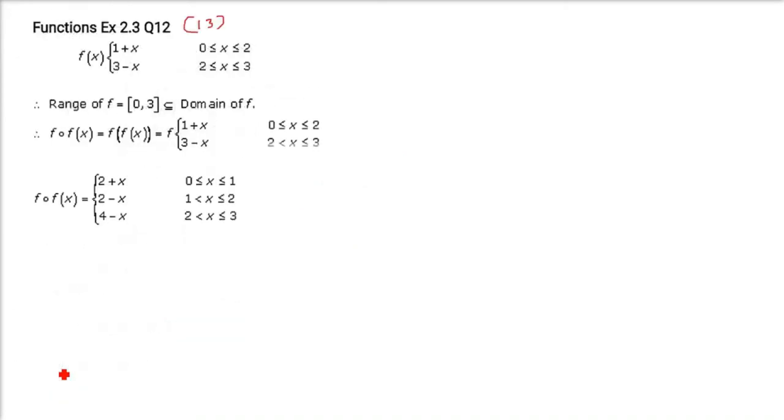Question number 12 here, which in some editions is question number 30. So FOF we have to find out, that is f of fx. Just watch it very carefully. The fx is defined for 0, 2, and 3. Now 0 to 2 is inclusive, and it is 1 plus x. 2 to 3, again 2 is inclusive, so 2 is inclusive in the first also and the second also.